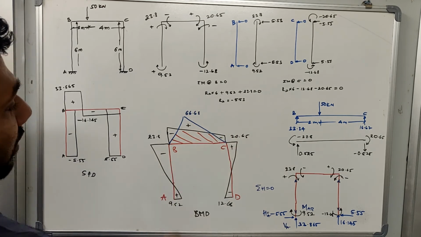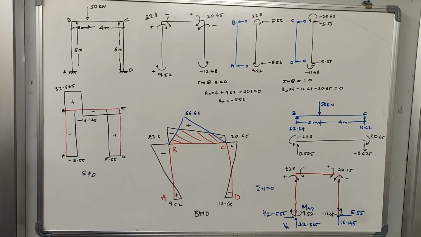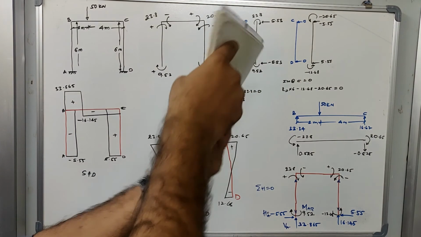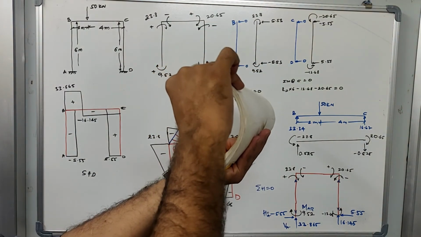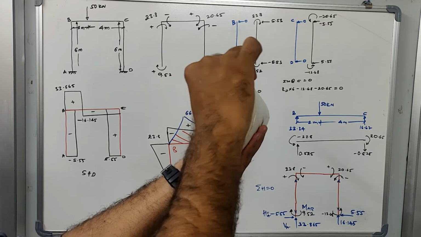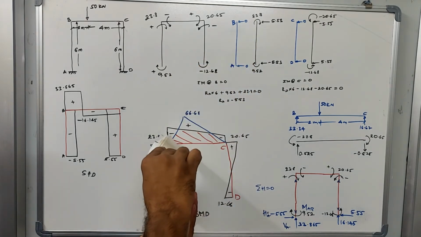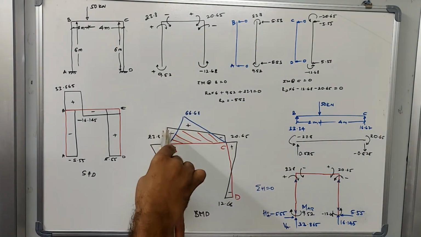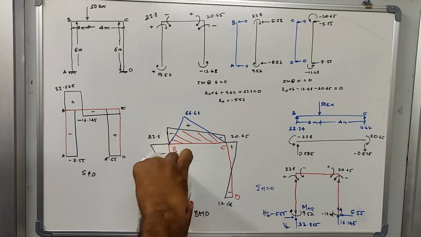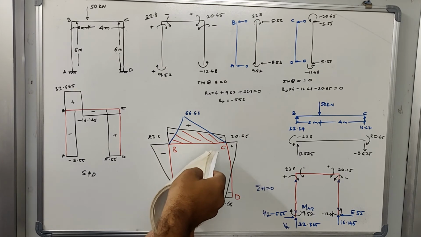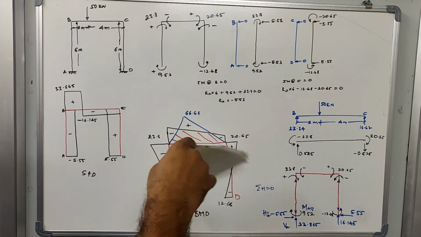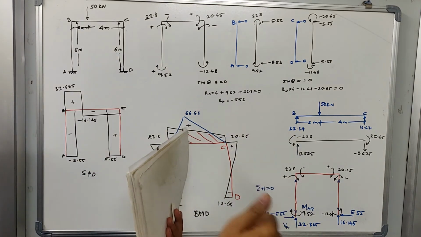Now let us go to column elements. Here you need to define for yourself what is sagging and what is hogging. Let me consider that this is the column element. If it bends like this, we will call this sagging. If it bends like this, it will become hogging. This should be very clear for you. This is how you try to draw the bending moment diagram also.